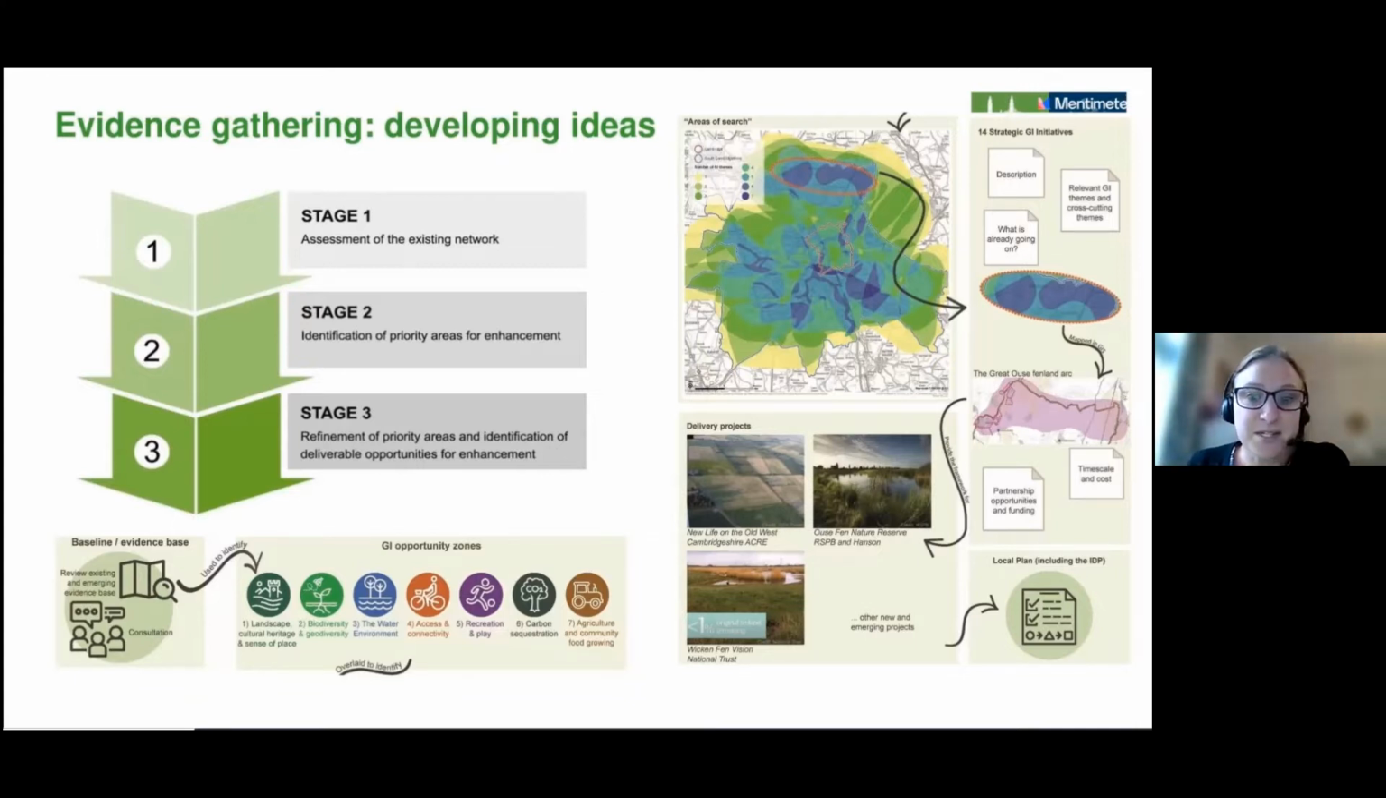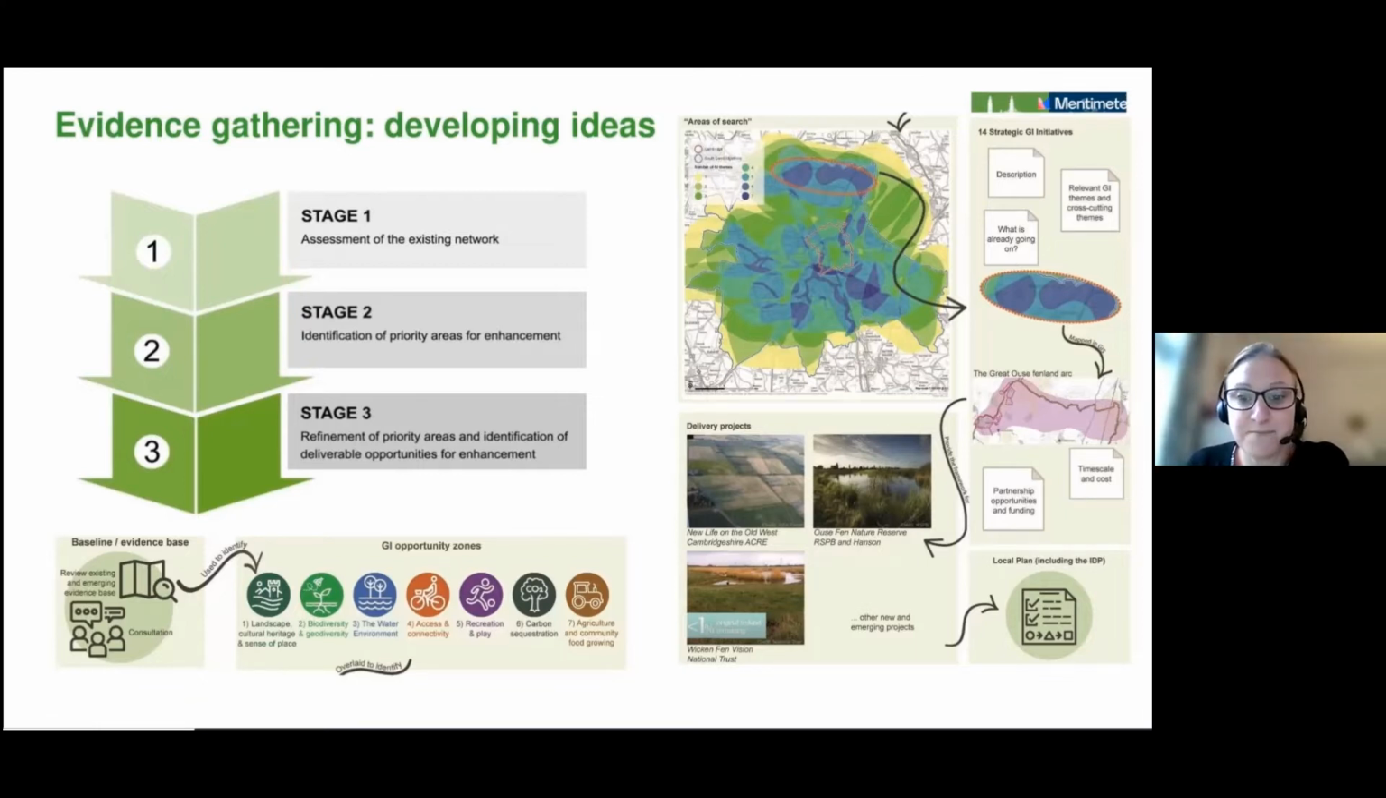Through all of this, we developed a long list of GI opportunities, and where possible, we tried to map them as a series of broad zones. Then these were all overlaid to identify areas of search, which you can see on that rather brightly colored map. This is where we started to realize GI interventions could deliver multiple ecosystem services and should be the focus of our attention.